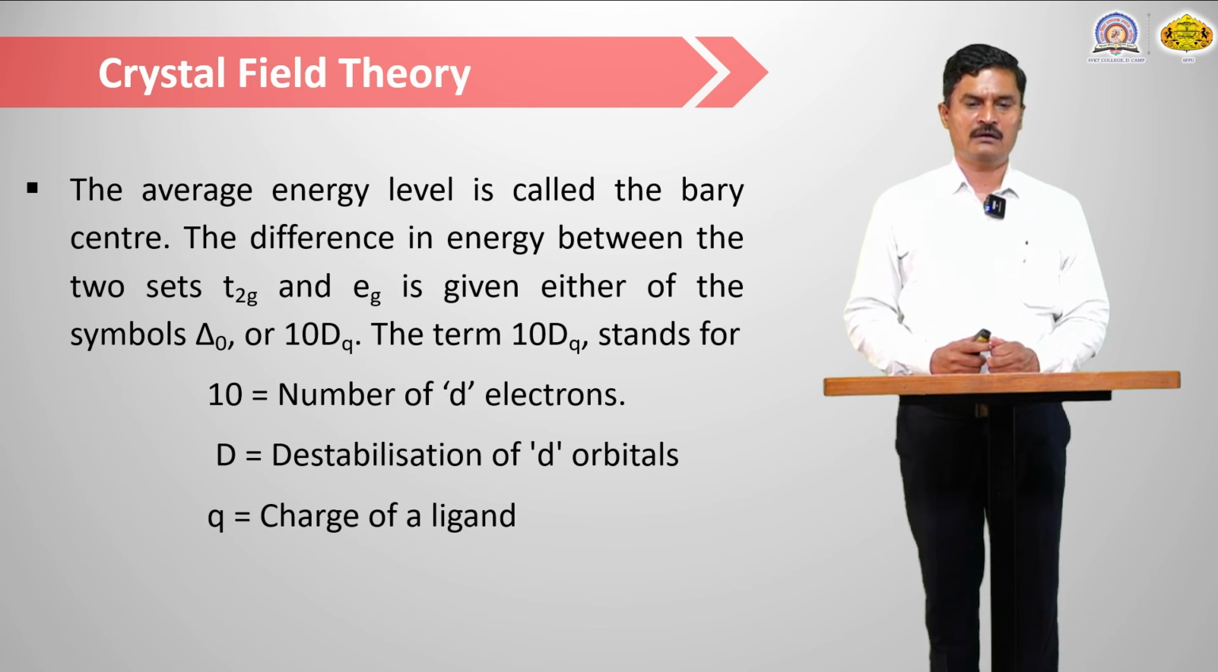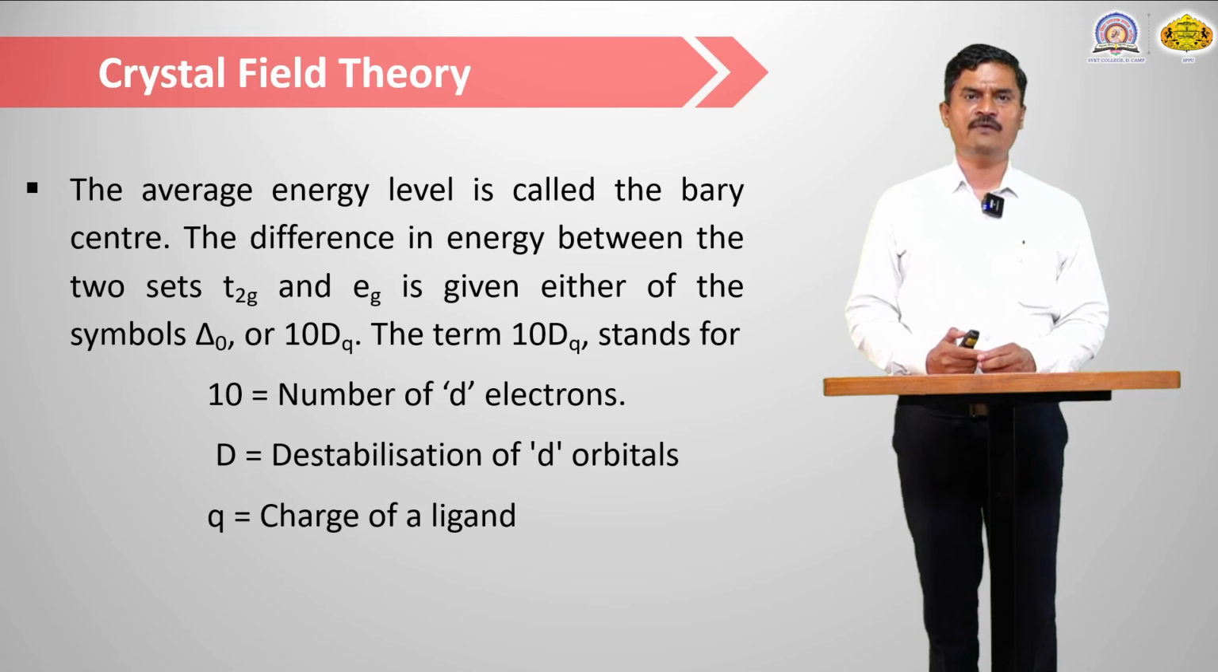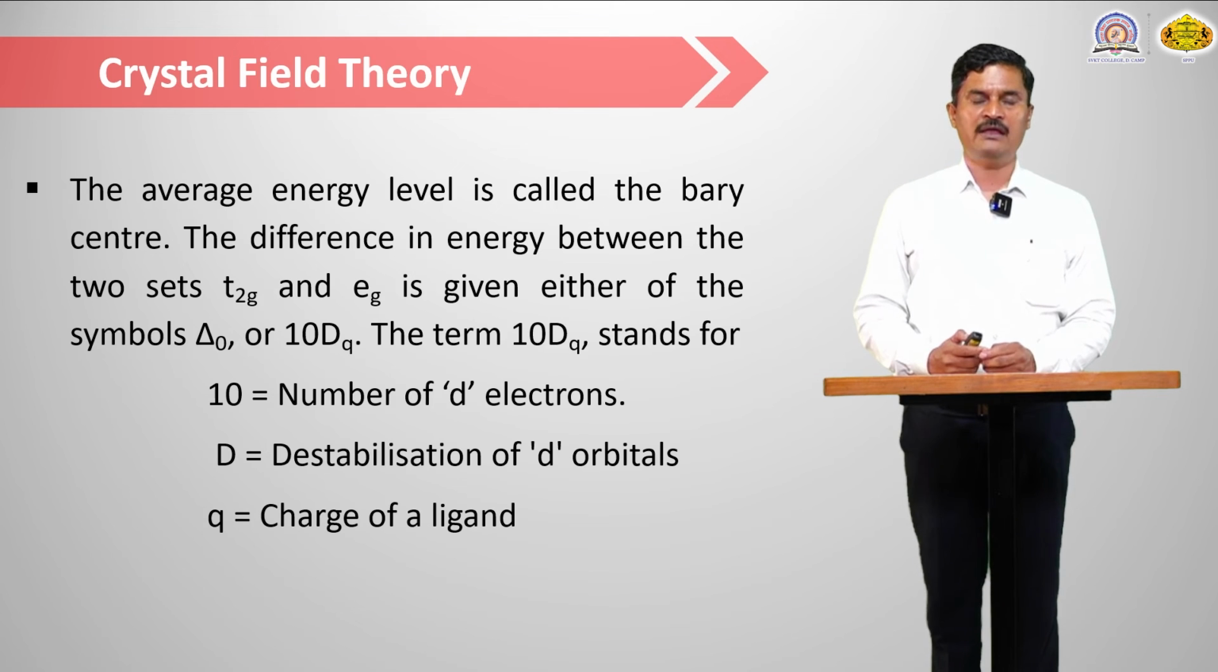Here d indicates the destabilization of the d orbitals, meaning the d orbitals are not at the same energy. They split into two groups, and q is the charge of the ligand. If the ligand field is stronger, then the splitting is more, and if the ligand is weaker, then the splitting is lower. That is known as a strong ligand field or a weak ligand field, or strong field splitting or weak splitting.